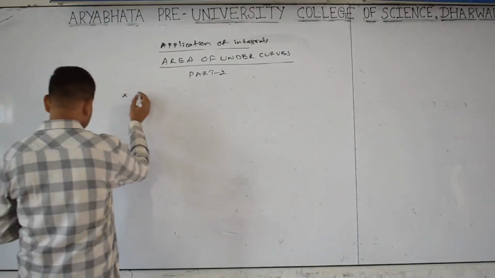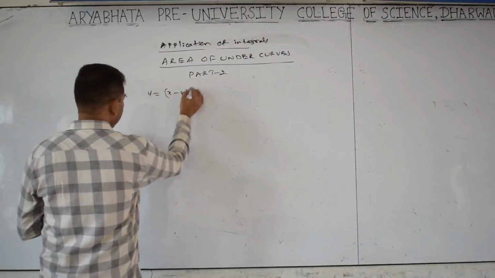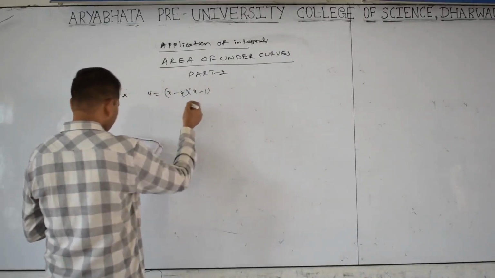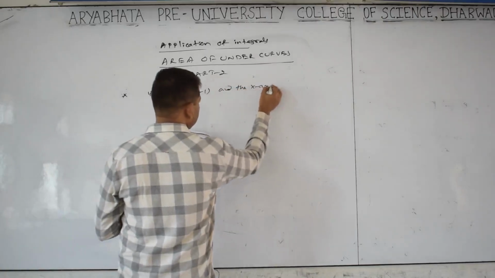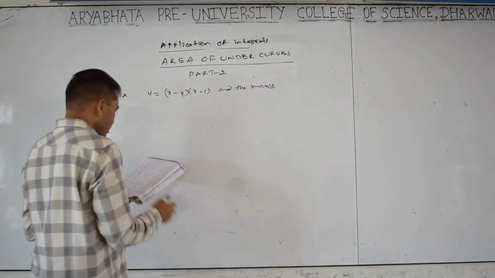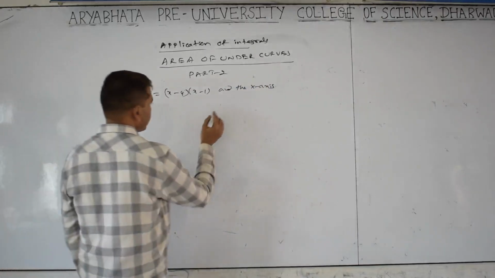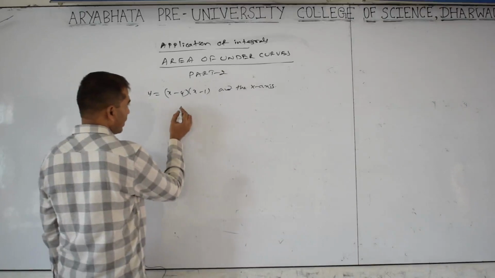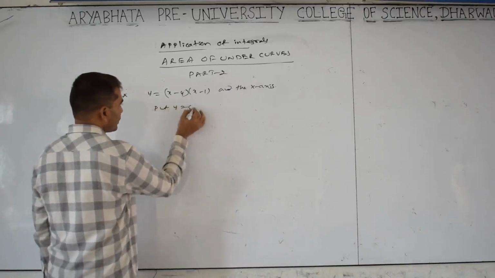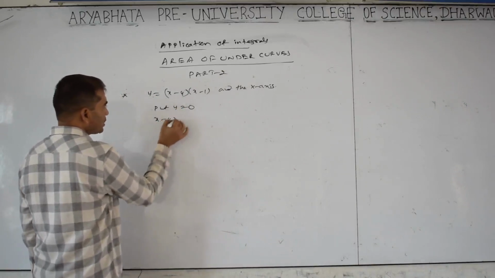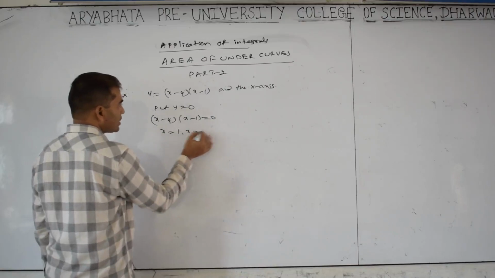Next question is, the area bounded by the curve y is equal to x minus 4 into x minus 1 and the x axis. Area bounded by the curve with x axis. We want to find the limits. So with x axis means put y is equal to 0. If it is 0, x minus 4 into x minus 1 equal to 0, x is equal to 1 and x is equal to 4.